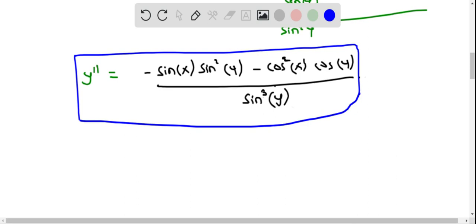That is negative sine x, and this is sine squared y minus cosine squared x, this is cosine squared x, and this is multiplied with cosine y, all over sine cubed y.